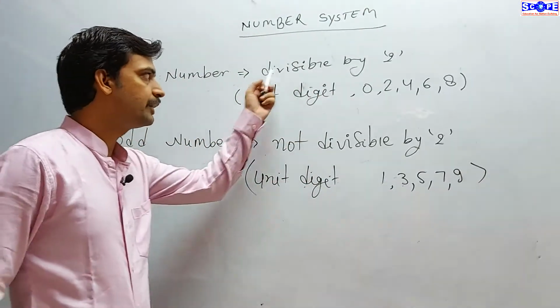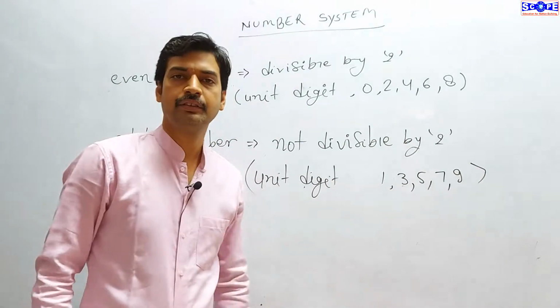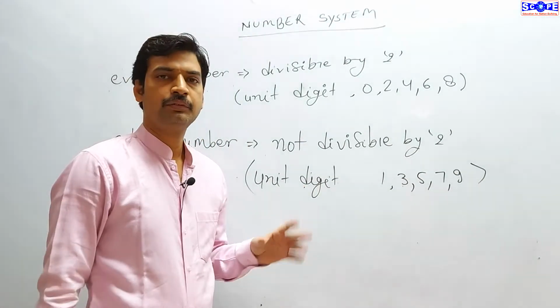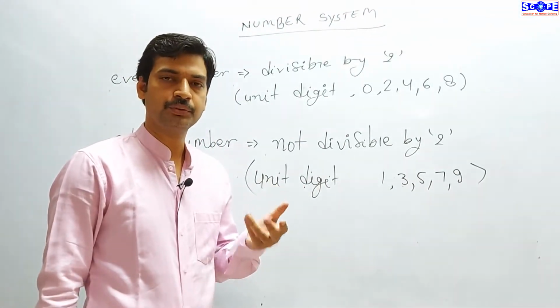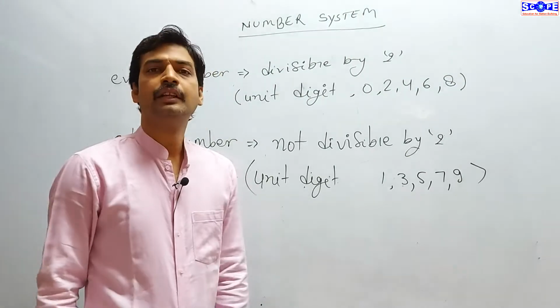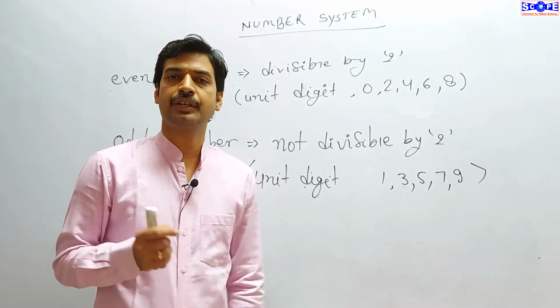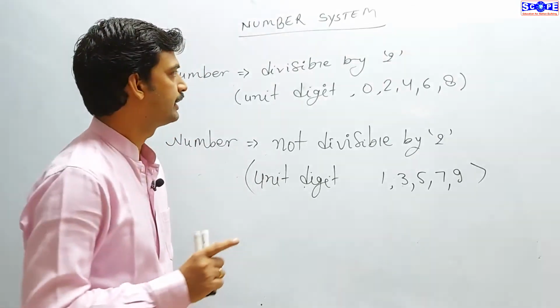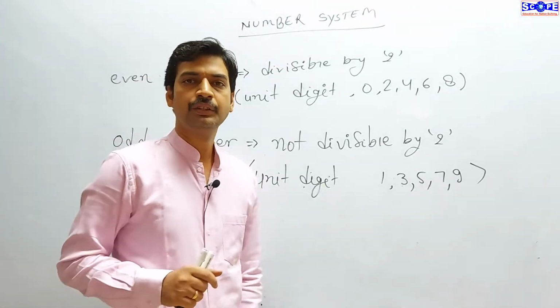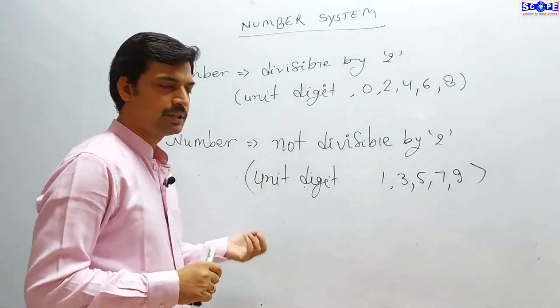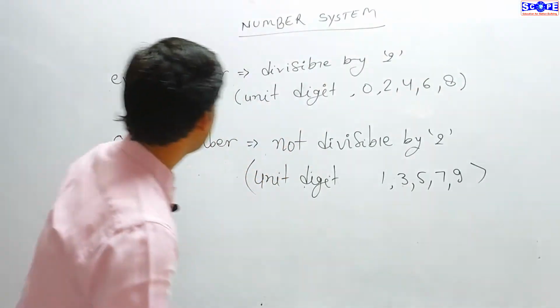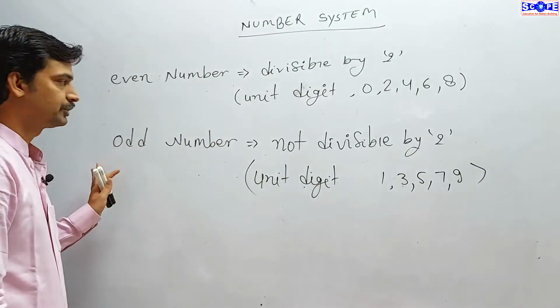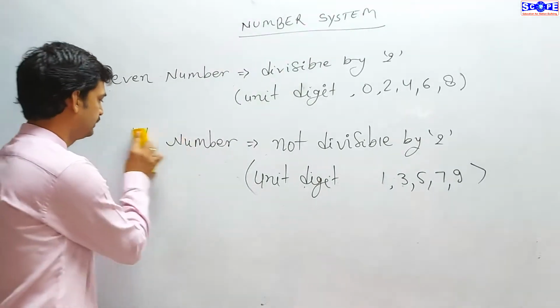So for divisibility by 2, we need not divide the full number. We just use the divisibility rule of 2, and the divisibility rule of 2 is what? The last digit of the number, the unit digit, is divisible by 2. If it is divisible, then the full number is also divisible by 2. We'll come to know these divisibility rules when we study the divisibility rules. So this is what even numbers and odd numbers are.